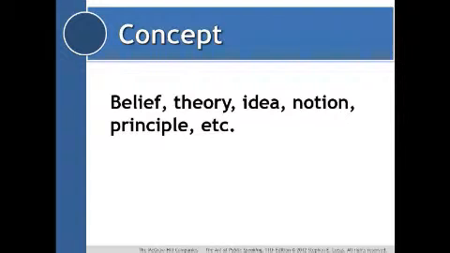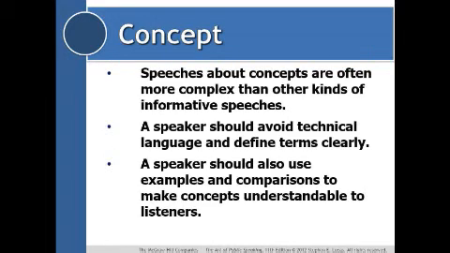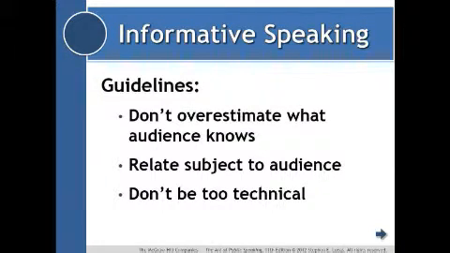So those are the 4 categories: objects, process, events, and concepts. And your topic will fall into one of these particular categories. And it doesn't really matter which one they fall into, as long as it's not a persuasive topic, okay? So there are some guidelines in this chapter, and they call them guidelines for informative speaking. But I want you to apply these guidelines to all of your speeches, okay? Not just your informative speeches.